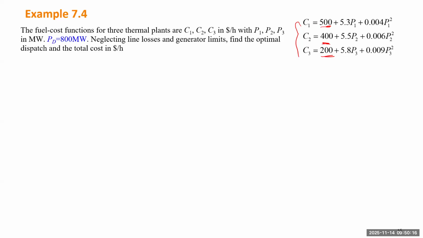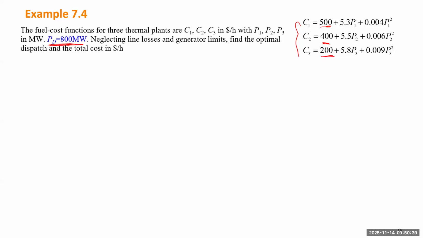We hope the power output together can meet this demand, 800 megawatt. We ignore any line losses and the generator limit, and we want to find the optimal dispatch and also total cost. So how do we solve this problem?